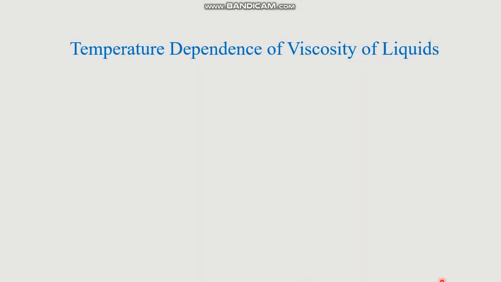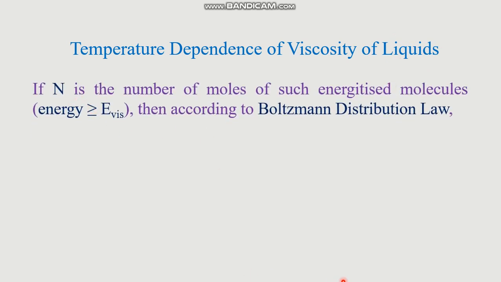Now coming to the main subtopic, temperature dependence of viscosity of liquids. You must mention the term liquid because temperature dependence of viscosity of gases is completely a different topic. Now if N is the number of moles of such energized molecules, that means the molecules which have energy greater than or equal to this activation energy, they will only allow the liquid to flow. This number, according to the Boltzmann distribution law, can be related to the exponential factor. N is directly proportional to exp(−E_vis/RT).